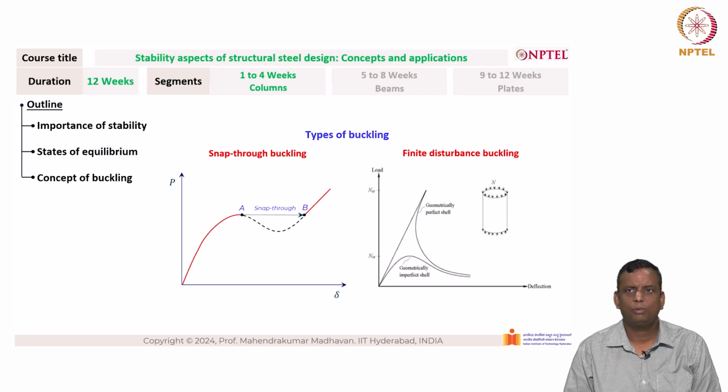We can also talk about finite disturbance buckling, how the imperfections actually decrease the load carrying capacity. A geometrically perfect shell has very high load carrying capacity, it reaches N critical, as you can see here, and for an imperfect shell, the load carrying capacity is much lower.